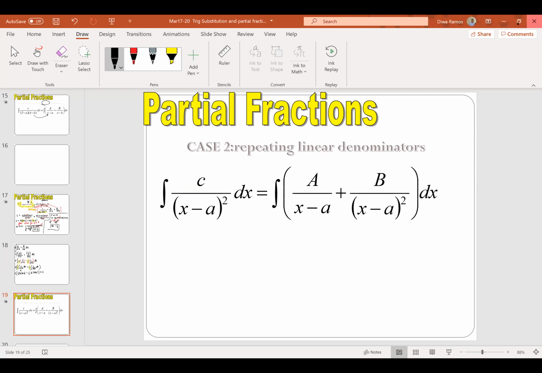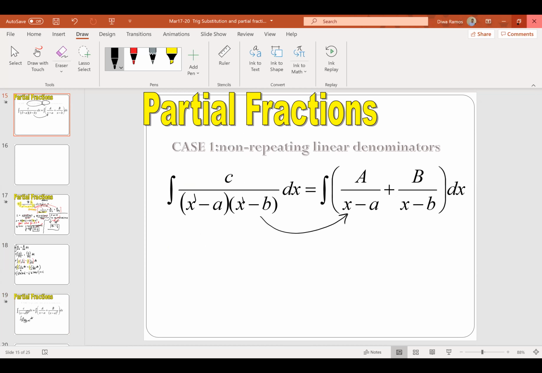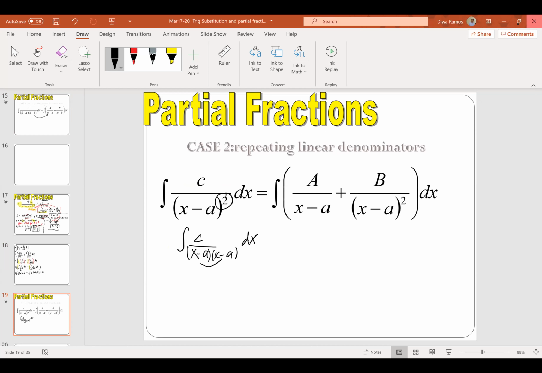So for the repeating linear denominators, you could see that this is a square. Essentially, this is the integral of x minus a times another x minus a, right? These are duplicates. As opposed to this one, where they're non-repeating, these ones are repeating. We have repeating linear denominators. So we take a piece of the factors and we keep the square for the second one. That's the formula. We break it down into partial fractions.